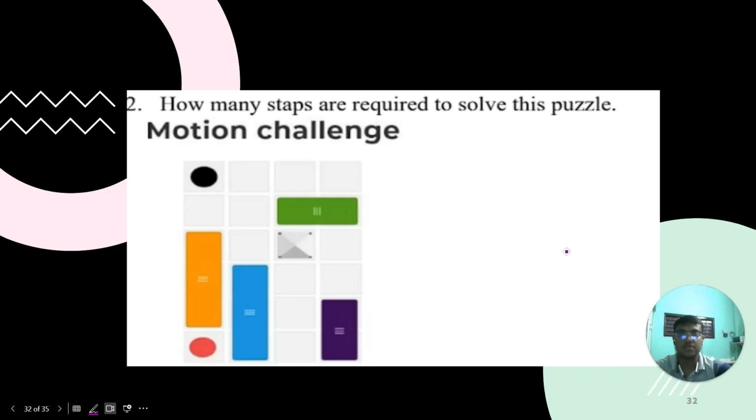Let's move on to the next question. So here it is a pretty straightforward question. You can move this block here and then this block here.